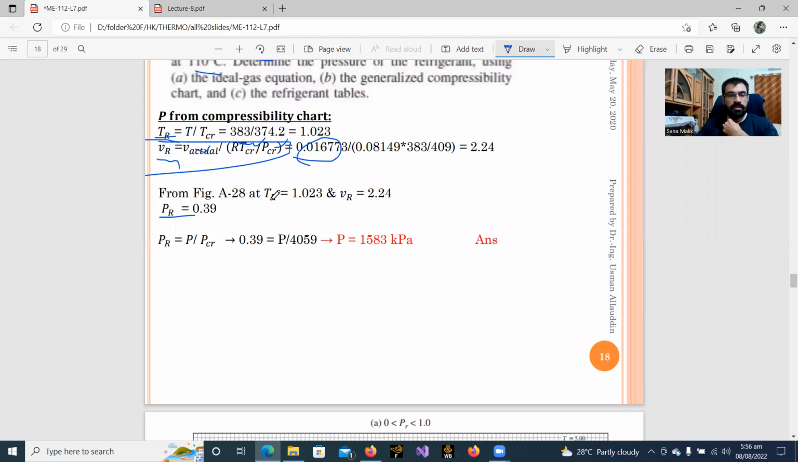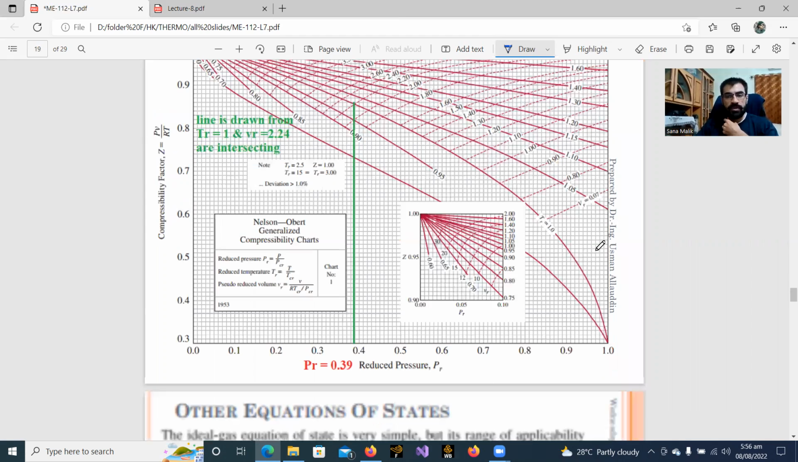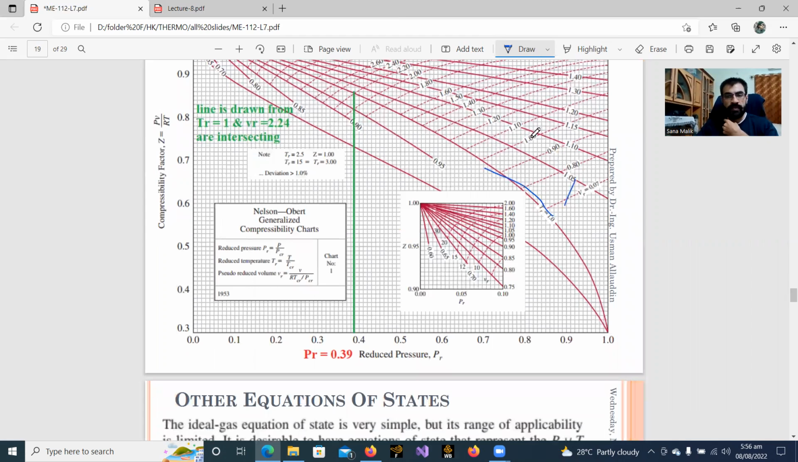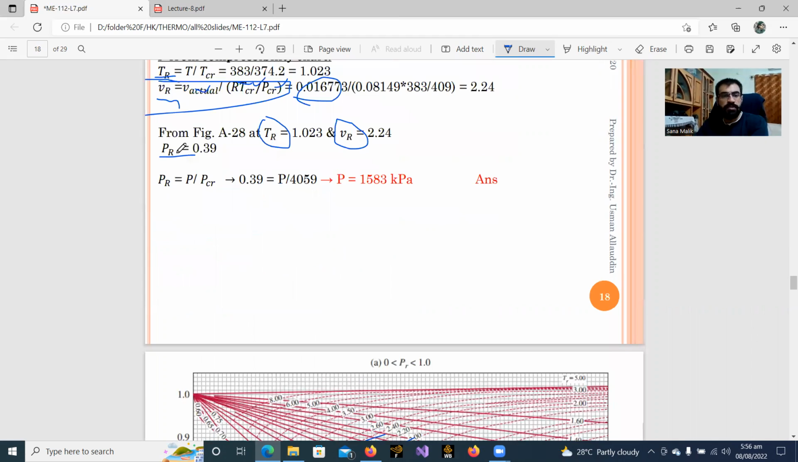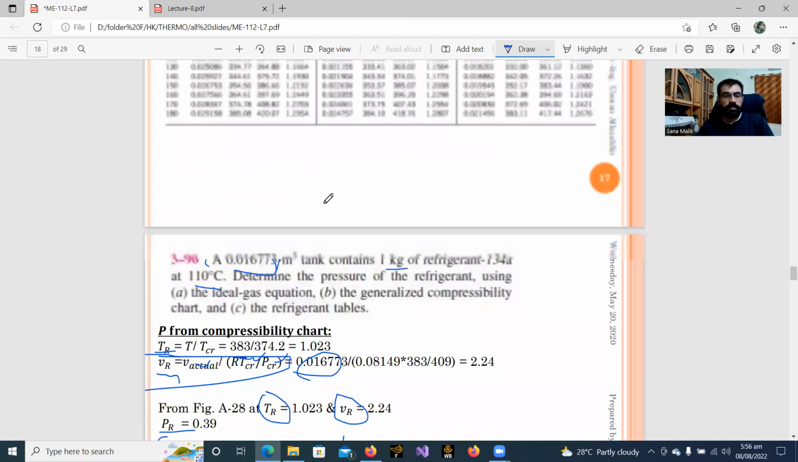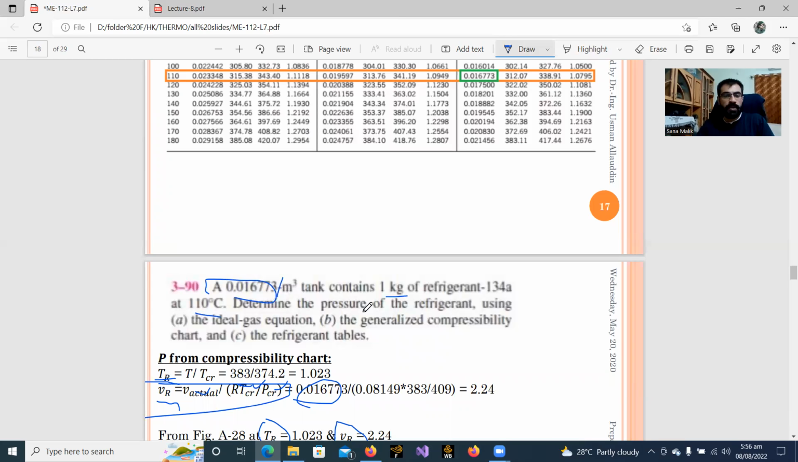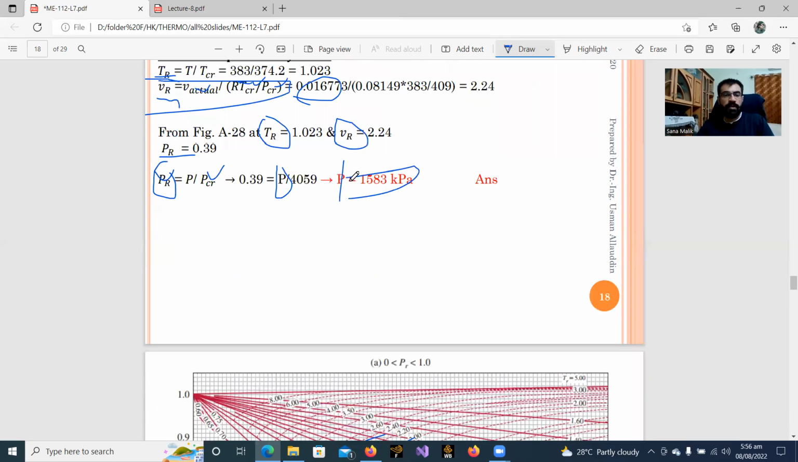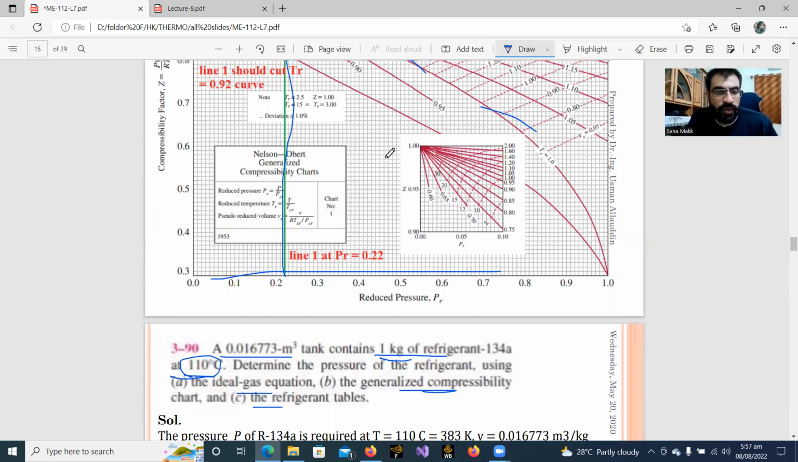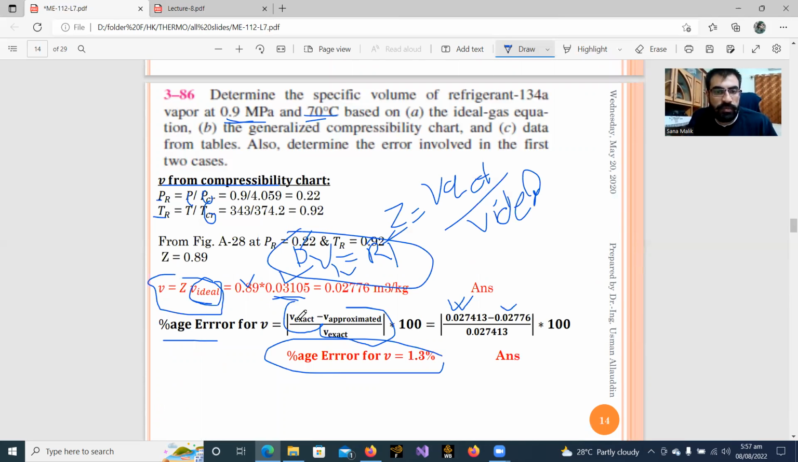Then we find P reduced from the compressibility chart using V reduced and T reduced. This is the T reduced line, this is the V reduced line. By intersecting them, we can find the reduced pressure. Reduced pressure expression is P over P critical. We know the critical pressure, we know the P reduced, so we can find the pressure. The pressure was asked and we calculated it. In the previous problem, it asked us to find the percentage error in specific volume.